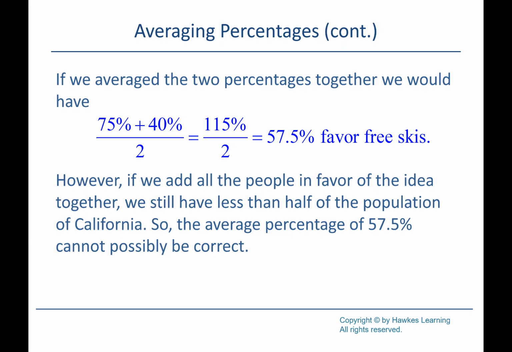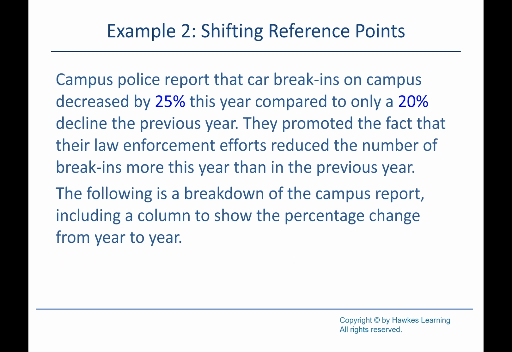And let's look at this last one. This is the idea of shifting reference points. Let's look at this information. It says campus police reported that car break-ins on campus decreased by 25% this year compared to only a 20% decline the previous year. So what does that make you think? Maybe they did a better job preventing car break-ins this year, because it went down 25% this year and only 20% the year before. That's the idea, hey, we're doing better than we were doing.